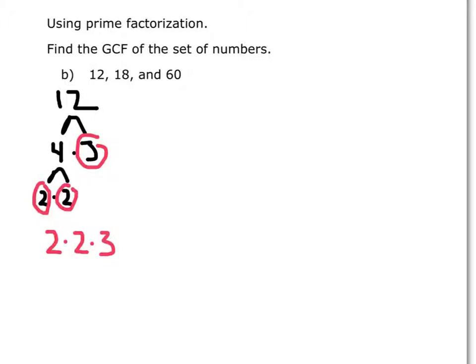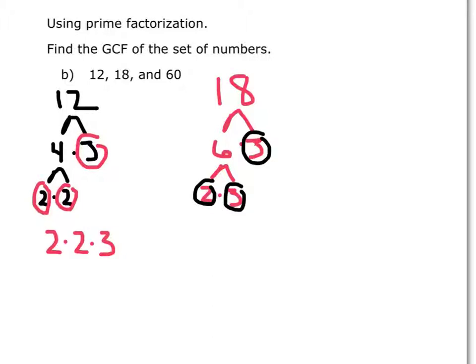Let's do 18 here. So 18 is going to be broken down into, I'm just going to do 6 times 3 is 18, so I break it down, and then 2 times 3 is 6. So I'm going to circle the prime factors here. And notice the prime factorization of this one is going to end up being 2 times 3 times 3.